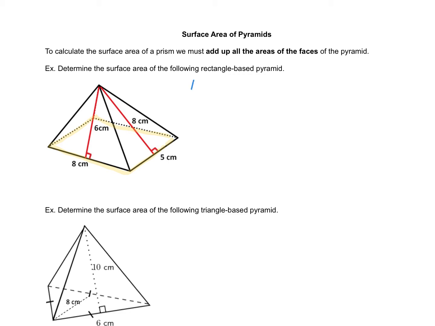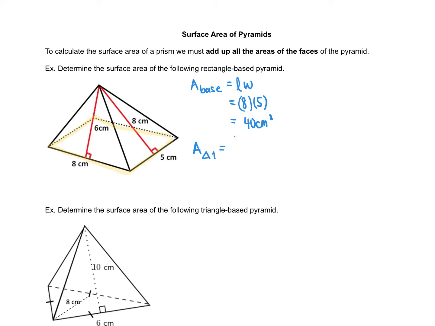So for, let's say, the area of the base, it is just a rectangle. So length times width. Our length is 8. Our width is 5. So that is 40 centimeters squared for that bottom base. Then I'll do my first type of triangle. So I'll just do area triangle 1.